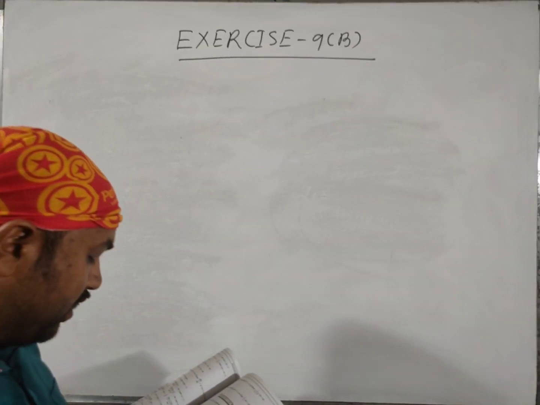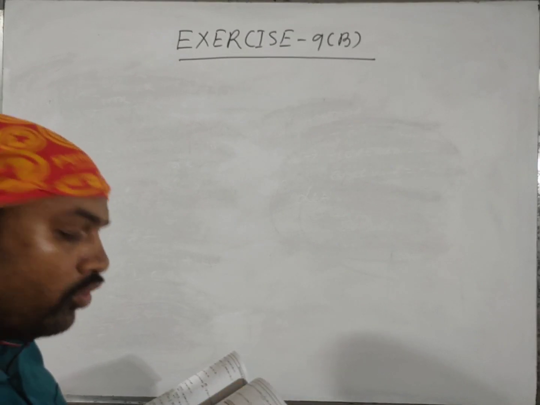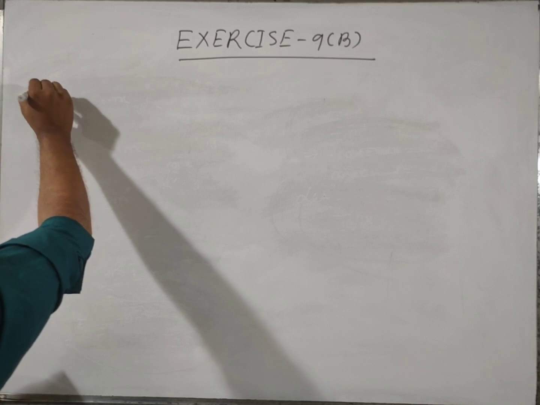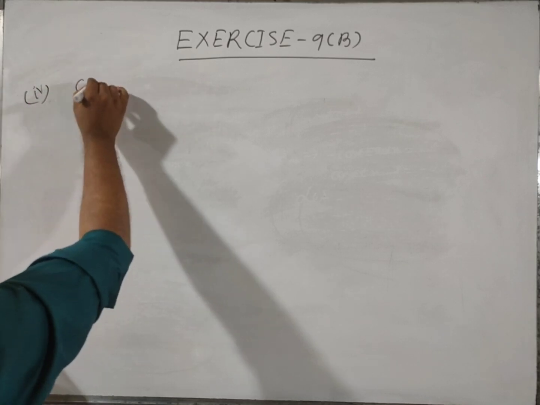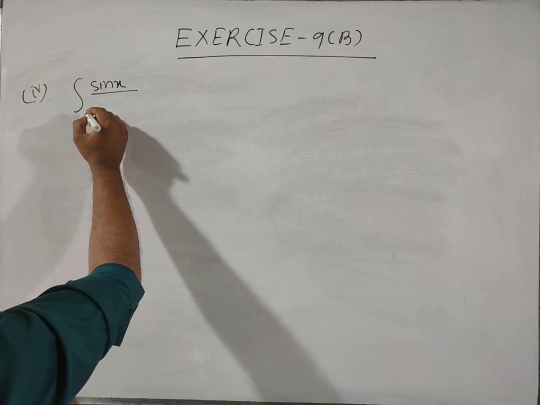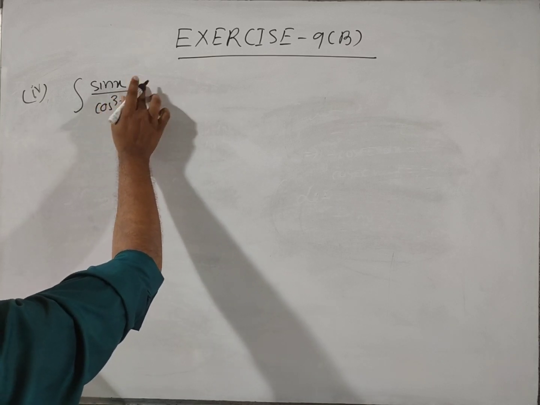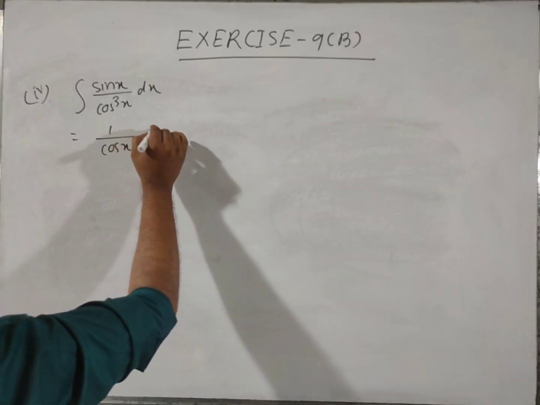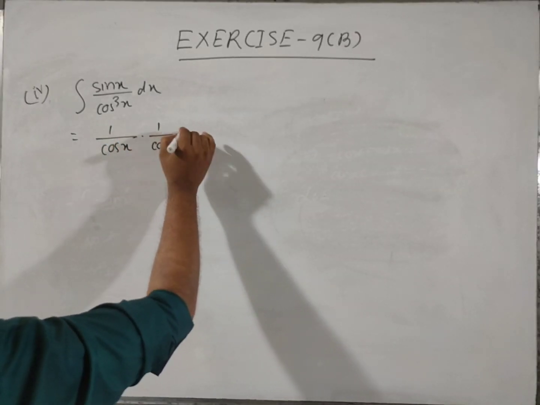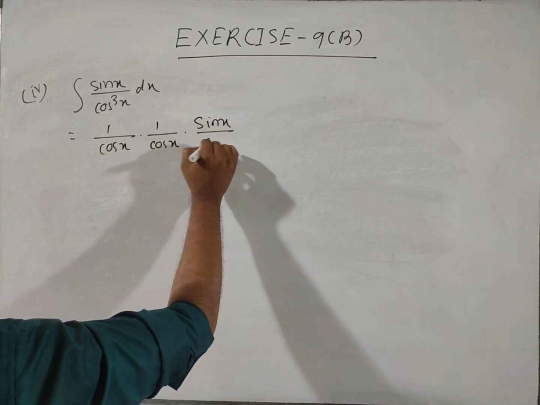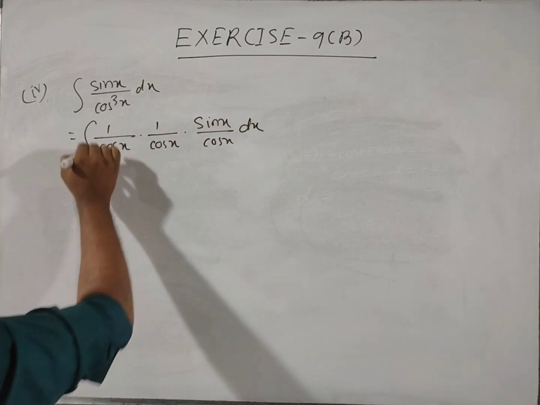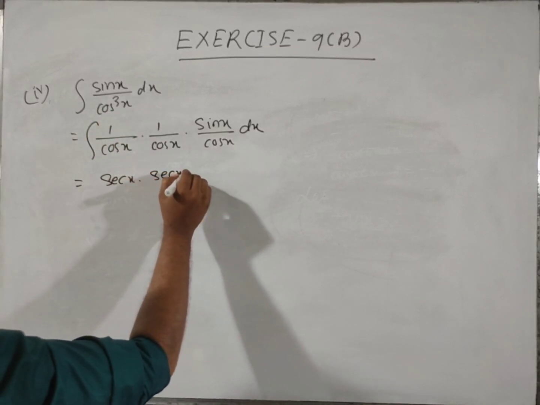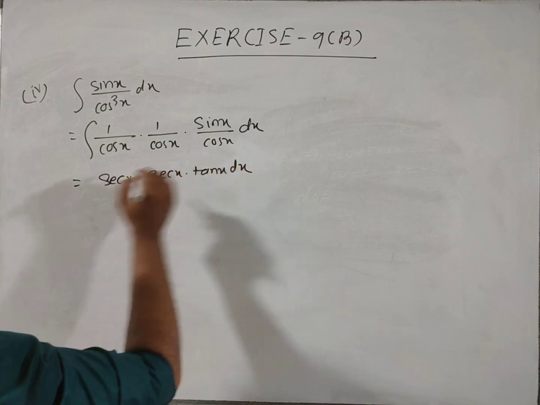Before going to the fifth bit of number 2, let us solve the fourth bit of number 2 in another method. So again, let us go through the fourth bit. Integral of sin x divided by cos cubed x dx. It will be in the form of 1 upon cos x multiplied with sin x divided by cos x. 1 upon cos x, it is sec x, then it is sec x tan x dx.